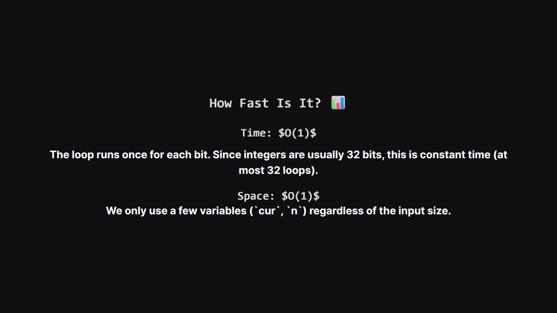So what's the complexity? Well, the time complexity is technically order 1. Why? Because in this problem context, n is a standard integer, usually 32 bits. That means our loop runs at most 32 times, which is a constant amount of work. The space complexity is also order 1, because we aren't creating any big arrays or strings, we're just using a couple of variables to hold integers.